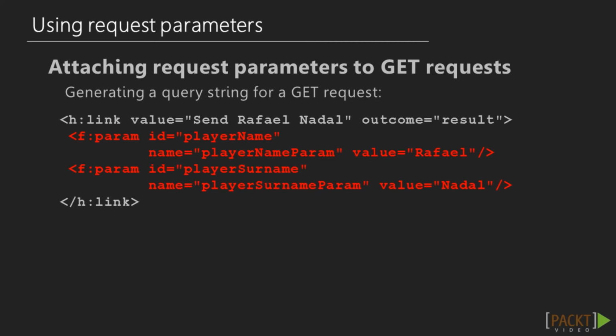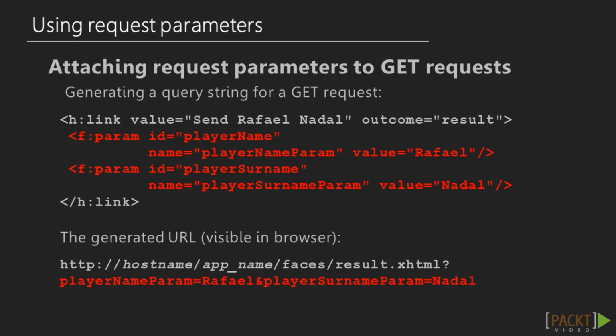If you check in the browser address bar the URL generated by the h:link tag, then you will see something like the following URL. Notice the generated query string, which is highlighted in red, and keep in mind that by default the query string doesn't participate in postbacks.